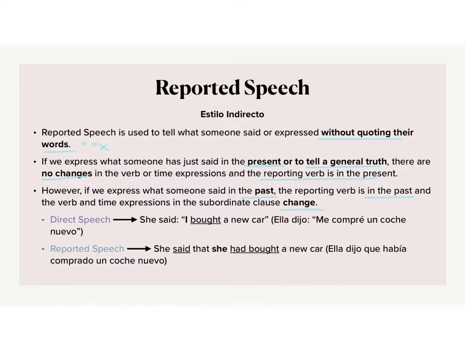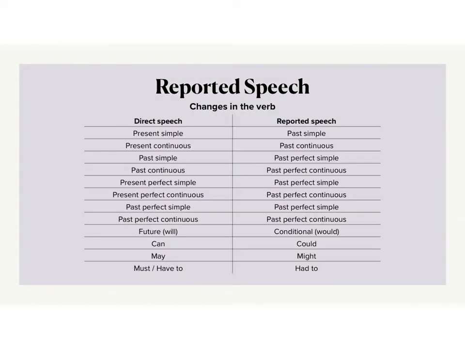So the direct speech would be, she said, "I bought a new car," between the quotation marks, because it's the exact words she said, and the reported speech would be, she said, and the reporting verb is in the past, that she had bought, which changed, a new car. These are the changes in the verb when the reporting verb is used in the past.